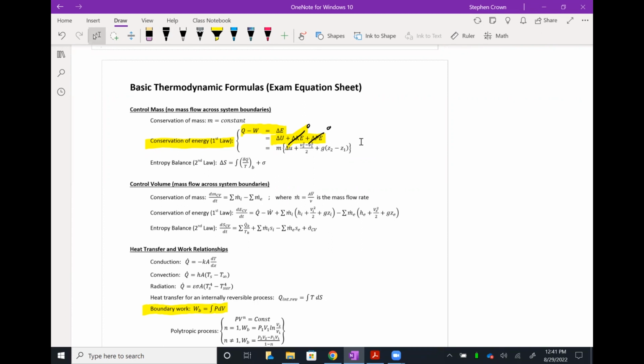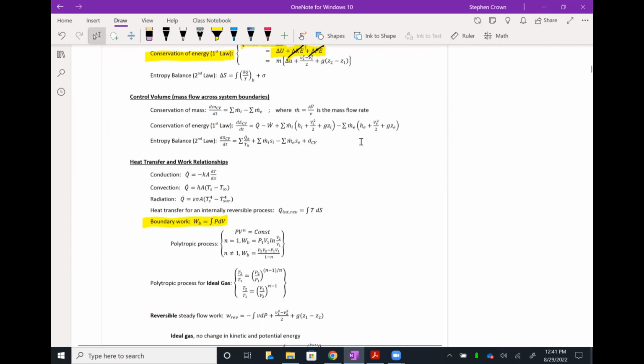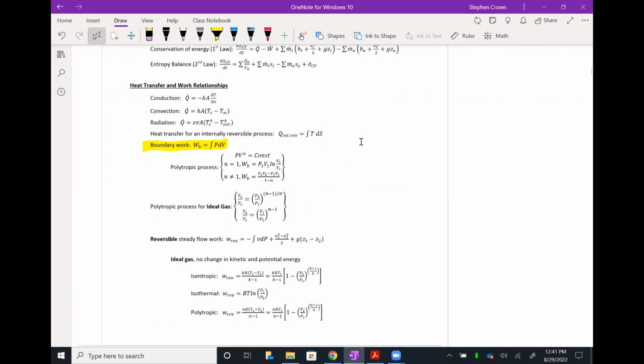Also, we'll be looking at the equation for boundary work. Since we have a piston acting at the boundary, we'll be doing some work on the gas as we compress it. The boundary work is calculated as the integral of P dV, where P is pressure and V is the volume of the gas, in this case oxygen.